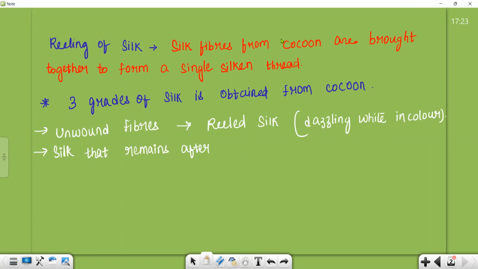Okay, ma'am. If people don't use it, it doesn't mean that the silk is lost, that's what I'm explaining. There are different kinds of silk. There will be high quality silk and low quality silk, that we are discussing now. I'm writing: the unwound fibers are the real silk, which is dazzling white in color. Whereas what remains after the reeling process is damaged or waste cocoon, which is of inferior quality silk, called spun silk. So there are qualities in the silk.